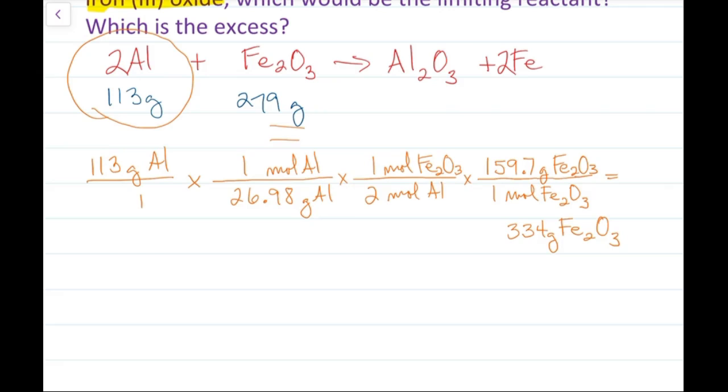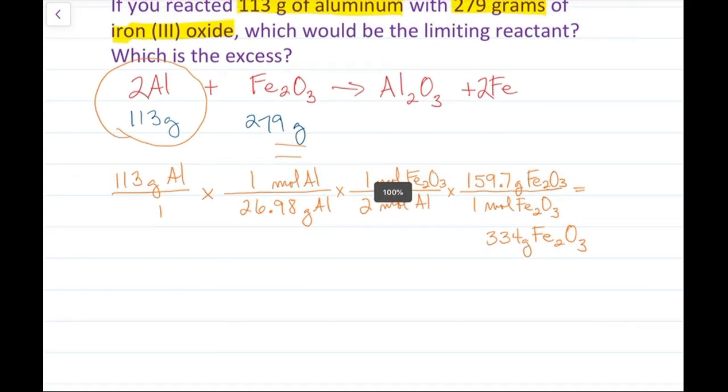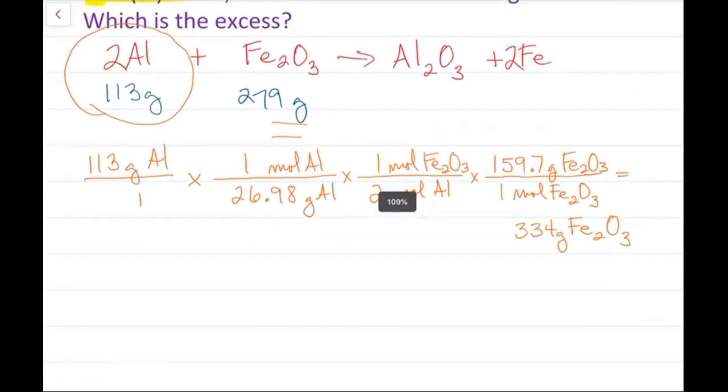Okay, so hopefully you got about 334 grams of iron 3 oxide. So why did we do that? How does that help us answer the question of which is the limiting and which is the excess? Well, what you just did in getting 334 grams of Fe2O3 is you figured out, okay, if I need to use up 113 grams of aluminum, how many grams of iron 3 oxide would I need to do that? And so this I'm going to label need. And then I'm going to compare that to the amount that I have.